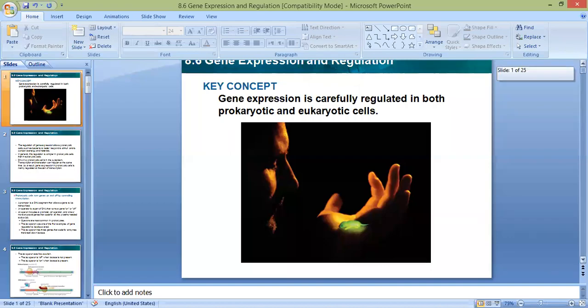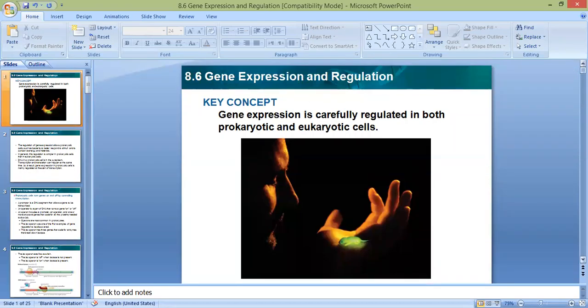So yesterday we started with lesson or section 6 from chapter 8, which is gene expression and regulation. And we said that gene expression needs to be regulated so the cell doesn't lose its energy, doesn't lose materials while we don't need any gene to be expressed. Gene expression will be used to make proteins that the cell needs.